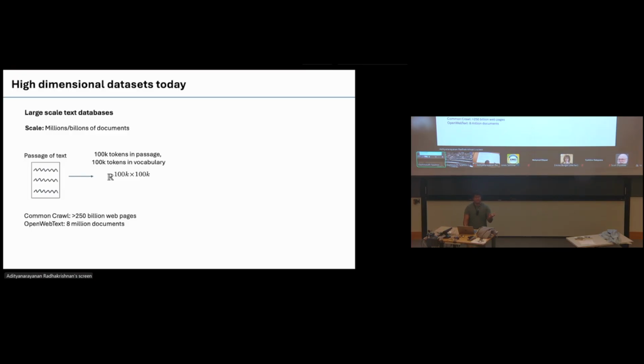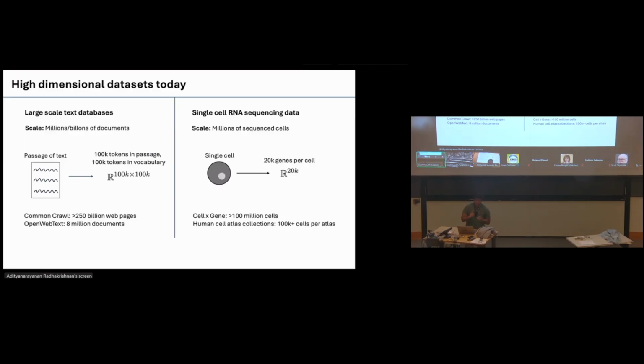And why is this data high-dimensional? The idea is that any given passage of text I can typically encode into the form of a matrix that represents what tokens are occurring in which position and so on. And typically nowadays, at least as of a few years ago, language models were using effectively 100,000 dimensional context lengths and vocab sizes of around 100,000. So here's some examples. We'll actually return to open web text where you have 8 million documents. This is just all readily available for download for people to just work off of.